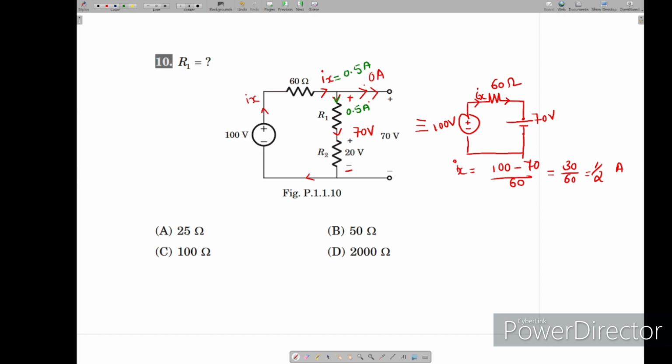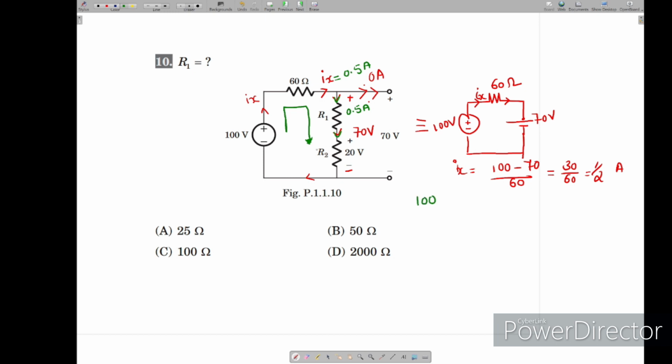0.5 amps is going like this also. Now if you see this current 0.5 amps and here it is 20 volts, 0.5 amps times... now I will write the KVL. So if I write KVL here, now we will write KVL.